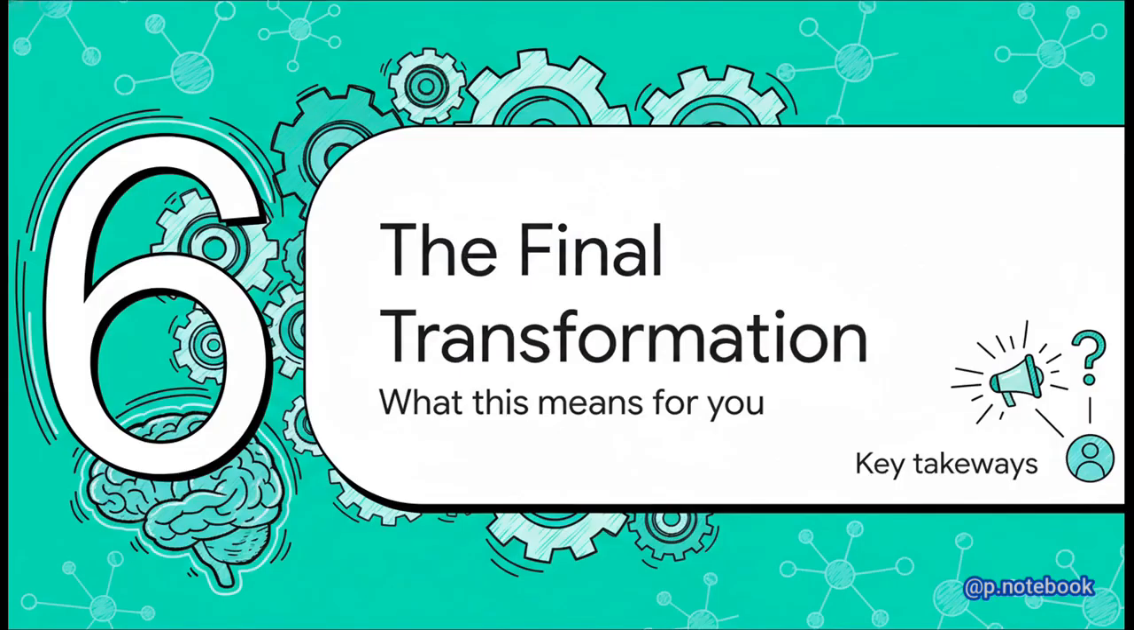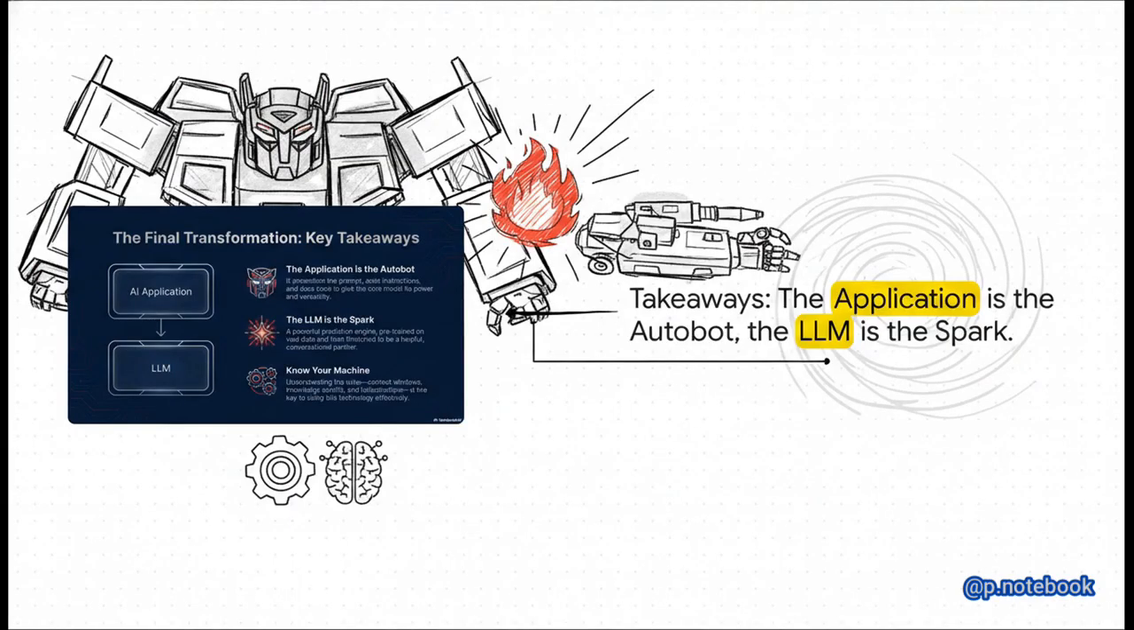Okay, so after this whole journey under the hood, after looking at the application, the engine, the training, the limits, what does this all mean for you? What are the big things to take away from all this? Well, it really boils down to this. Number 1, the application is the Autobot. It's what assembles the mission and gives the core engine its tools and its power. 2, the LLM is the spark, that incredibly deep prediction engine that's been fine-tuned to be your conversational partner.